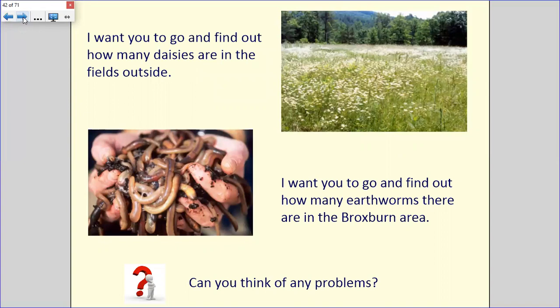So can you see a problem? If I'm asking you to go into that field and count the number of daisies in that field, is there an issue? If I ask you to go and find or count how many earthworms there are in the Broxburn area, can you see an issue? Well, there's a few issues. The first one is it'd be pretty much impossible to do. Imagine going into that field and trying to count accurately how many daisies there are there. Impossible. Count the number of earthworms in Broxburn? Impossible. Plus, you've got a life as well. I mean, how long would that take you to do? So we've got better things to do with our time.